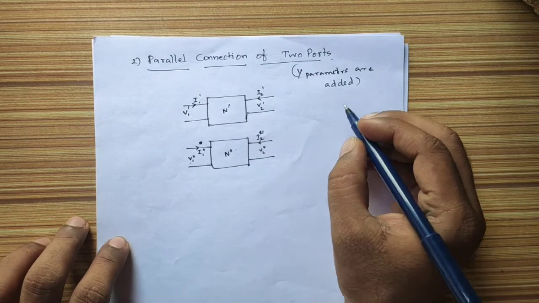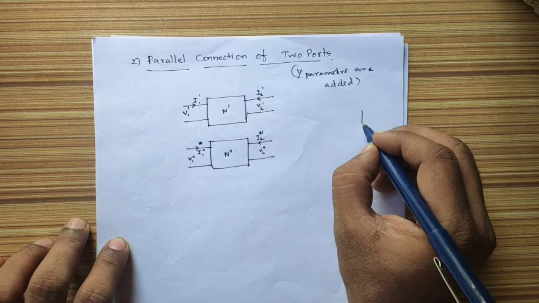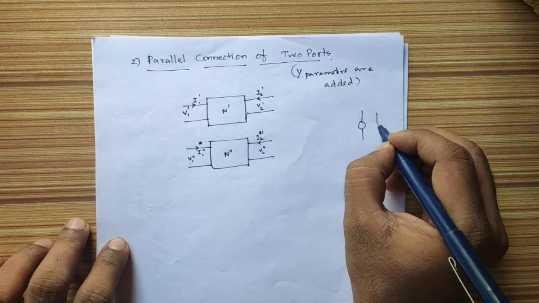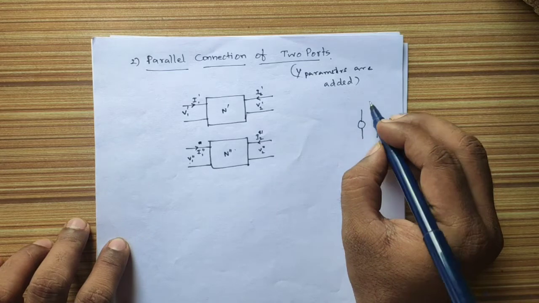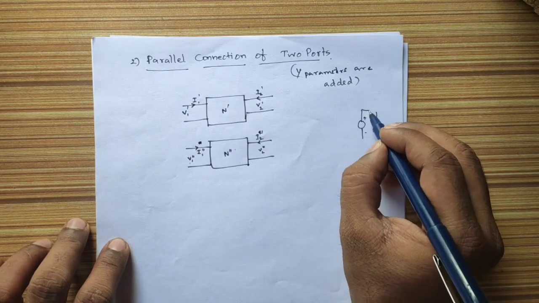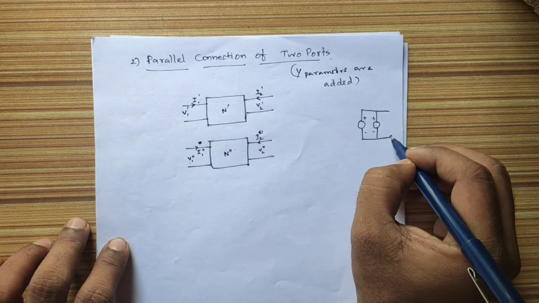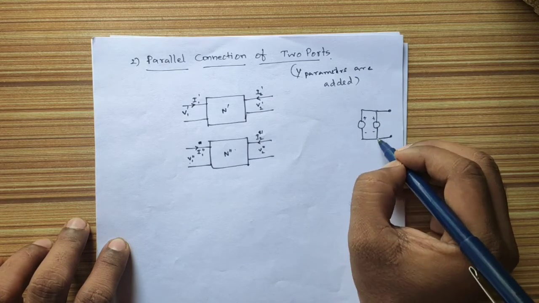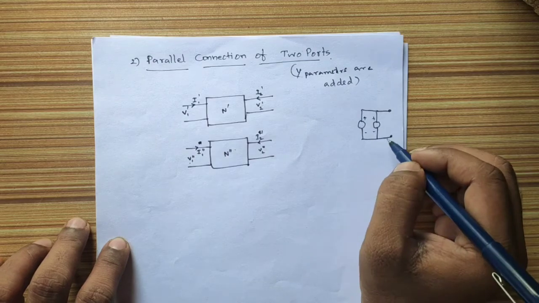So how will we make the parallel connection? That is nothing but, if we have two sources like this, positive is connected with positive and negative is connected with negative. This is called a parallel connection, right? Now these two sources are connected in parallel.